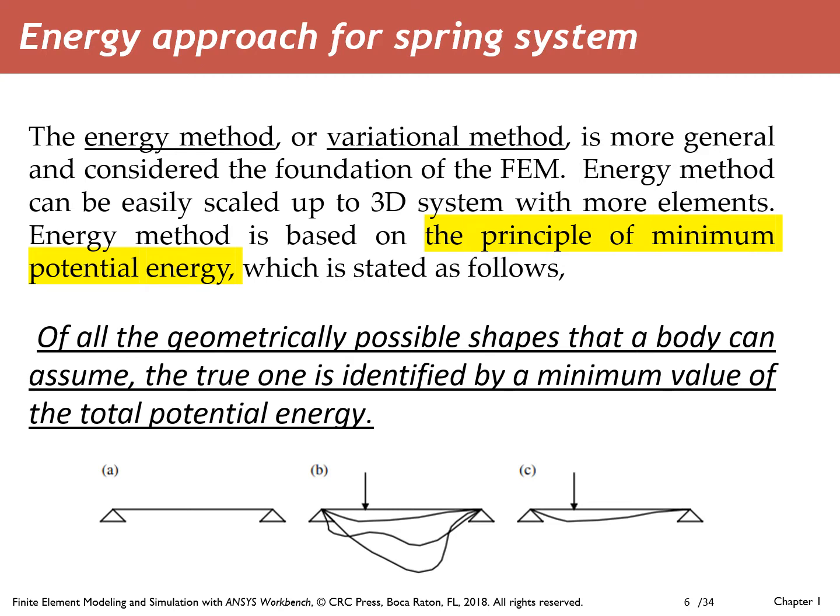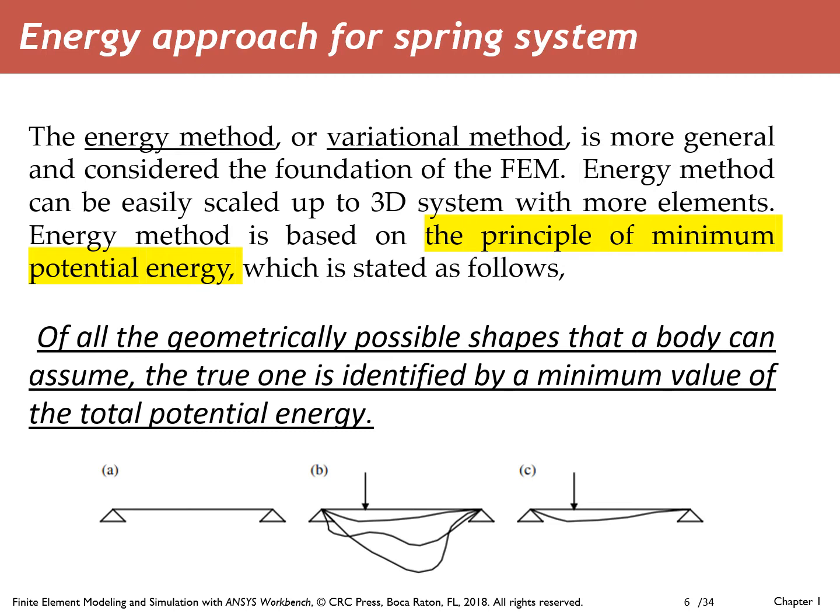Although in the last lecture we learned the stiffness method and applied it to derive the stiffness matrix for the spring system, you will see that as the problem becomes more and more complicated, the energy method becomes more powerful. The energy method is based on the principle called minimum potential energy, which states that of all the geometrically possible shapes that a body can assume, the true one is the shape that leads to a minimum value of the total potential energy.